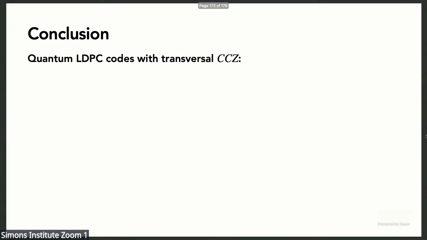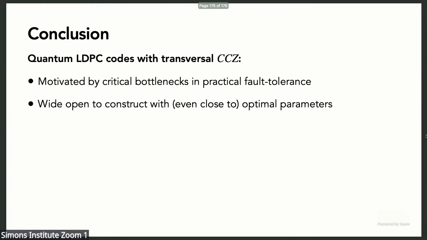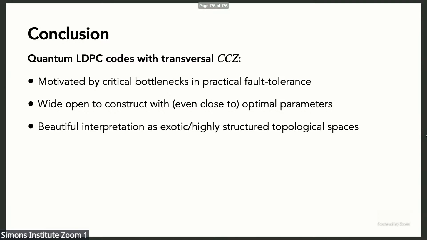Okay, so I'll just wrap up. I talked about quantum LDPC codes with transversal CCZ. These are motivated by critical bottlenecks in quantum fault tolerance. Getting asymptotically optimal parameters is still wide open. And despite the practical motivation, this question also has a really nice interpretation from topology. So I'll wrap up there. Thanks.